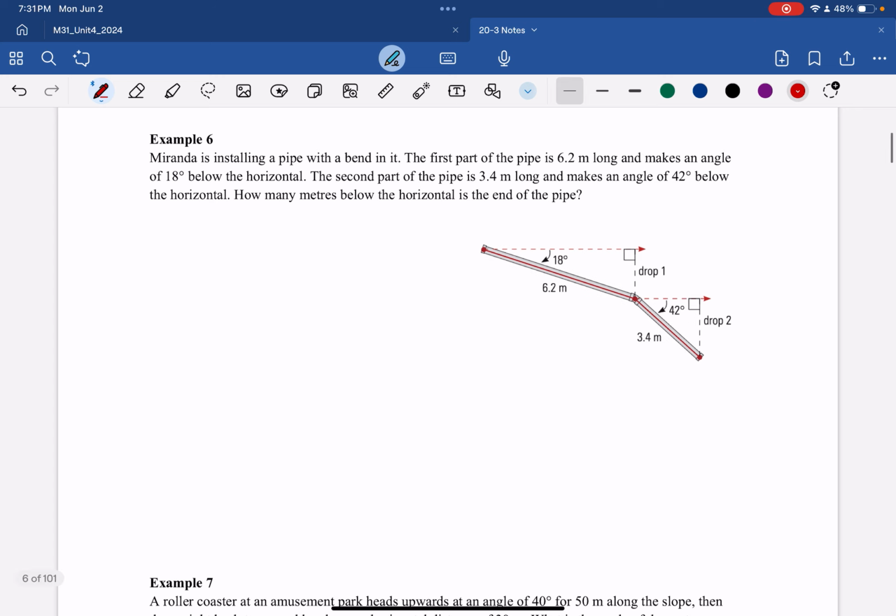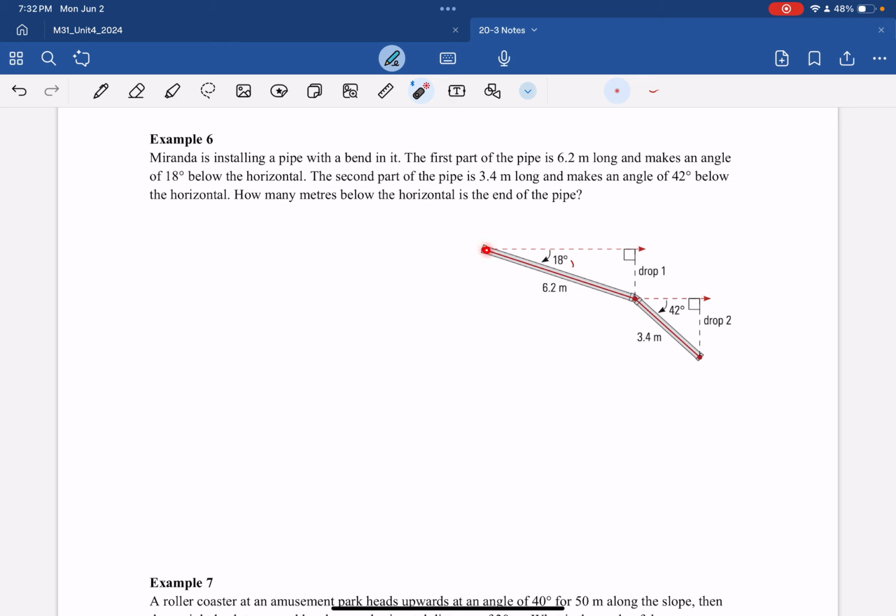Okay. Example 6. Miranda is installing a pipe with a bend in it. The first part of the pipe is 6.2 meters long and makes an angle of 18 degrees below the horizontal. So that's talking about right here. The second part of the pipe is 3.4 meters long and makes a 42-degree angle below the horizontal. How many meters below the horizontal is the end of the pipe?